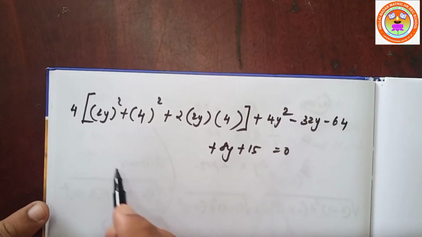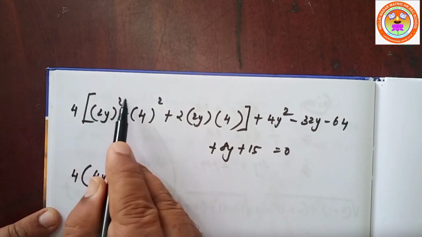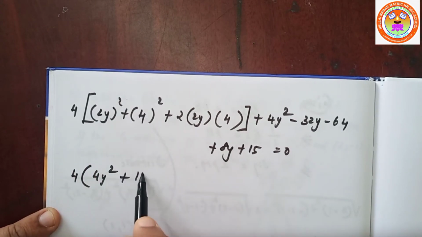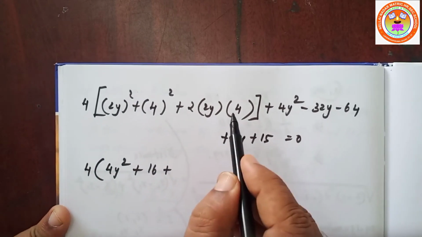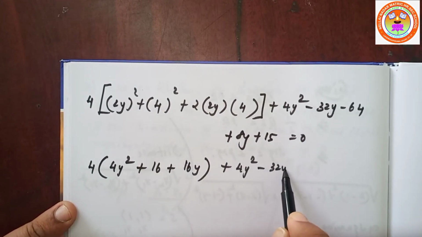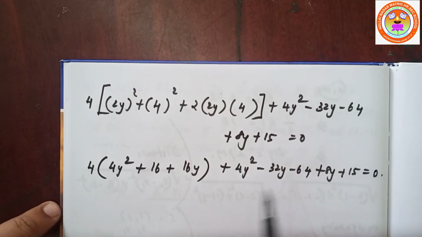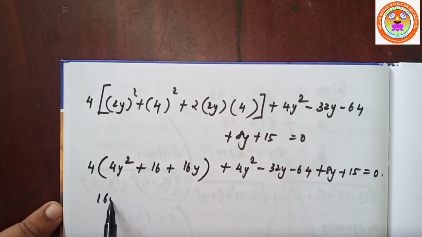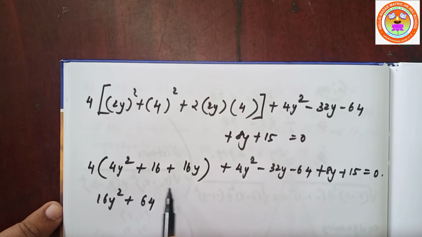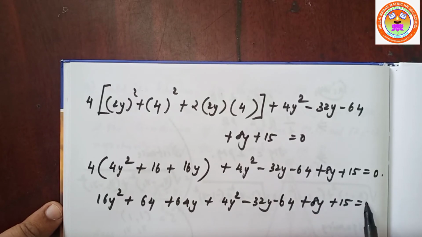Now we can solve this equation. Before that we have to simplify. 4 into (2y) the whole square is 4y square. 2 square is 4, y power 2 is y square. 4 square is 16, plus 2 2s are 4, 4 4s are 16, 16y, close the bracket, plus 4y square minus 32y minus 64 plus 8y plus 15 that is equal to 0. 4 4s are 16y square, 4 into 16 is 64y, again 4y square minus 32y minus 64 plus 8y plus 15 that is equal to 0.